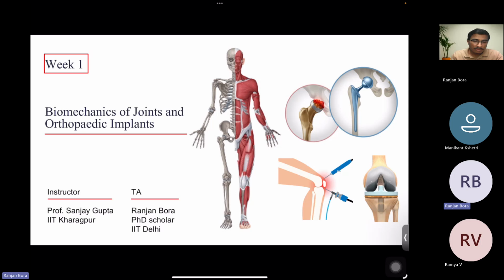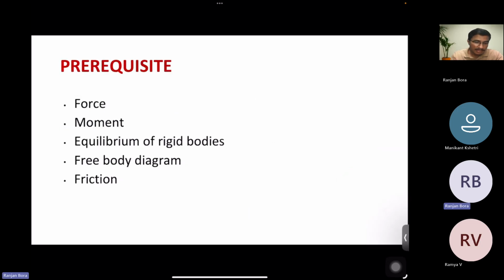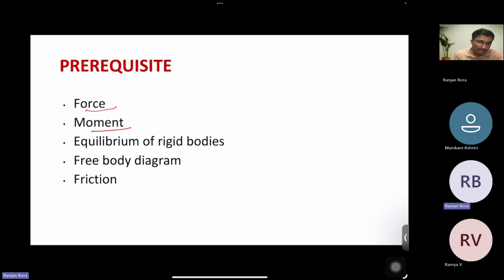So you can see these are the prerequisites which you should know beforehand before doing this course. You should know the concepts from force, then moment, then the equilibrium of rigid bodies, then concepts related to free body diagram, and then concepts related to friction. So I will cover each of these concepts today. I will explain the concept and then solve some numerical problems related to it. So it will be easy for you.